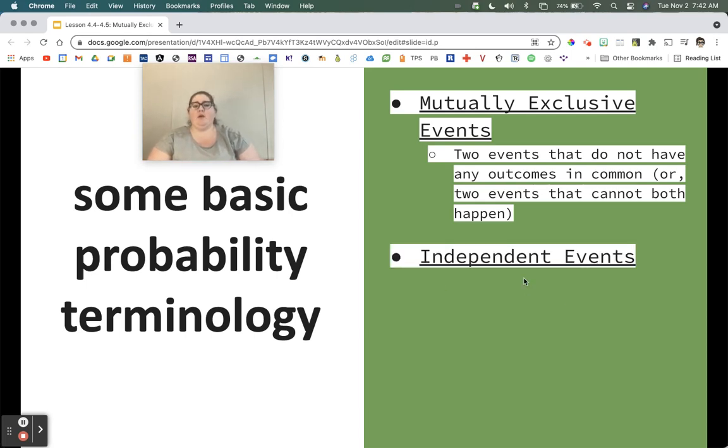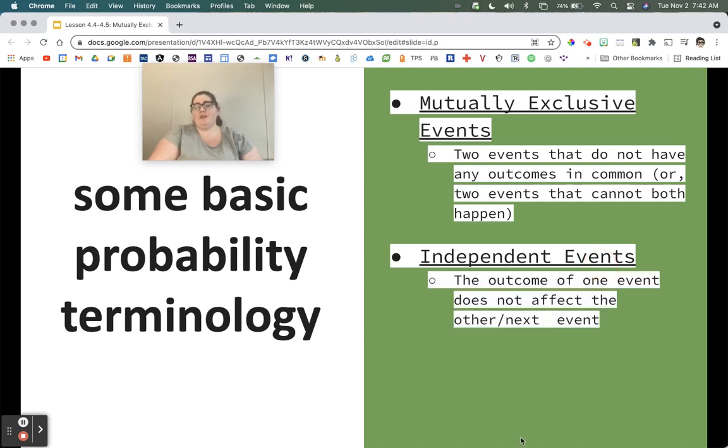And then another word we have, and this is probably one you've heard of more often, is the word independent. Independent just means that the outcome of one event does not affect the outcome of the other event or the next event. So for example, if I'm rolling 2 pig dice, what happens on one pig dice is not going to affect what happens on the other. Those are independent, completely separate probabilities. Same with coin flips. If I flip one coin and then another coin separately, those two events do not impact each other in any way.